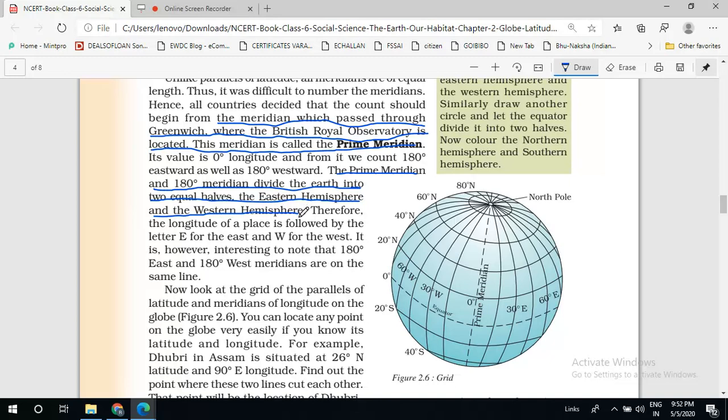So if a place is located on the eastern side of the prime meridian, then it is written as E. And if a place is located on the western side of the meridian, it is written as W.